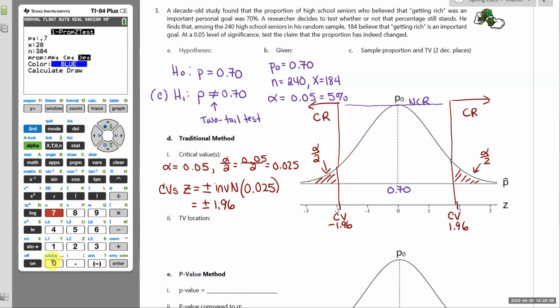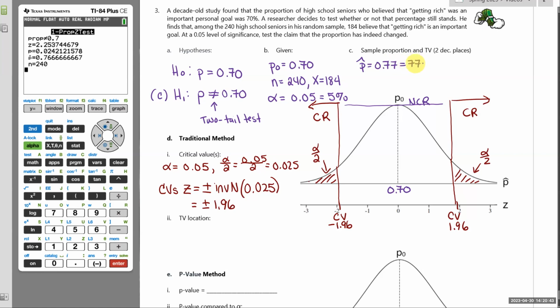And our p0 is 0.70, x is 184, n is 240. We're doing a two-tailed test, so not equal to. I'll go calculate. And now I'm seeing my p hat. I just want to write that down. I'll round it to 2 places just to make it easy to discuss here. So that p hat is 0.77, so 77%.